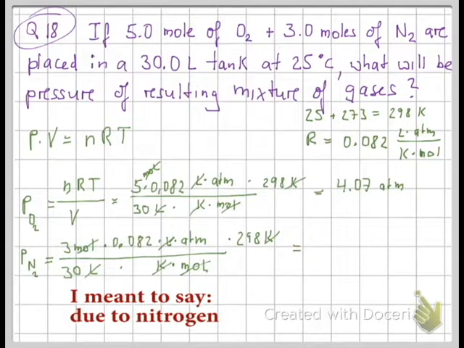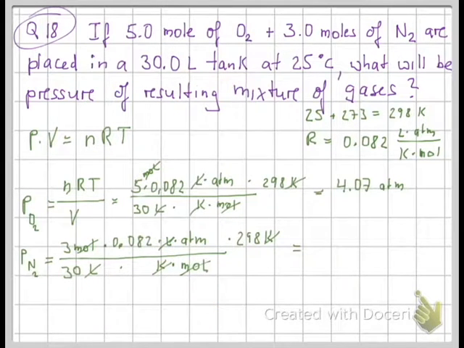3 times 0.082 times 298 divided by 30 equals 2.44 atmospheres. And this is Dalton's law of partial pressures. Basically, P total then. P total is the partial pressures added up, 4.07. And I'll fix the significant figures here.